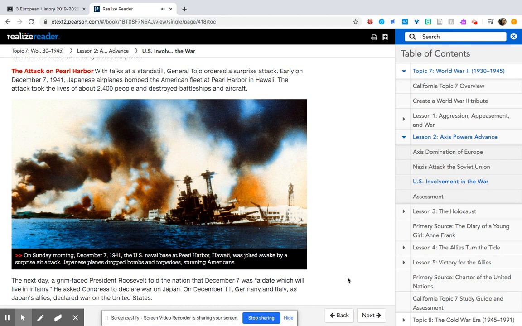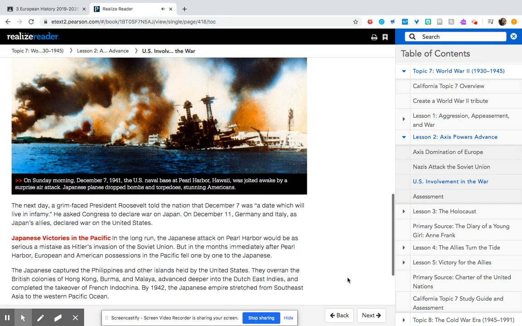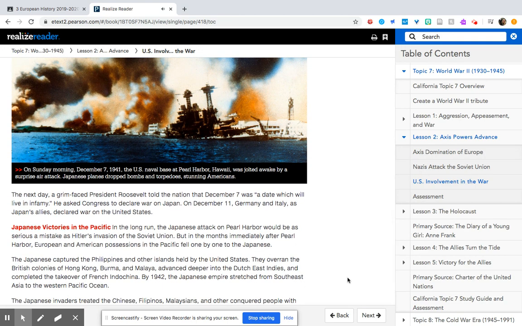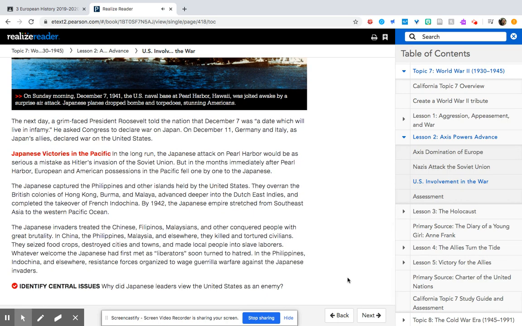Japanese victories in the Pacific. In the long run, the Japanese attack on Pearl Harbor would be as serious a mistake as Hitler's invasion of the Soviet Union. But in the months immediately after Pearl Harbor, European and American possessions in the Pacific fell one by one to the Japanese. The Japanese captured the Philippines and other islands held by the United States. They overran the British colonies of Hong Kong, Burma, and Malaya, advanced deeper into the Dutch East Indies, and completed the takeover of French Indochina. By 1942, the Japanese Empire stretched from Southeast Asia to the western Pacific Ocean.